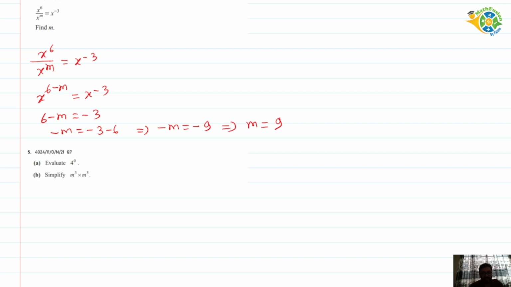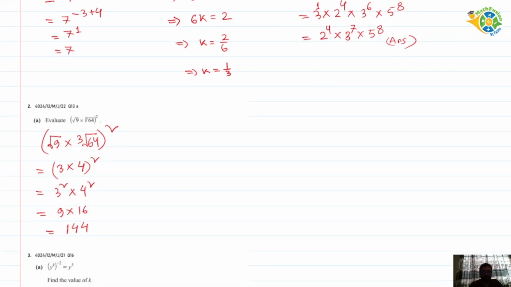So moving to the next question. They tell us to evaluate 4 to the power 0. We know anything to the power 0 is 1. Next, they tell us to simplify this expression: m to the power 3 multiplied by m to the power 5. The powers will be added as they are in multiplication form. So 3 plus 5 will be added. So m to the power 8. So these are some basic practice problems selected from the past papers.